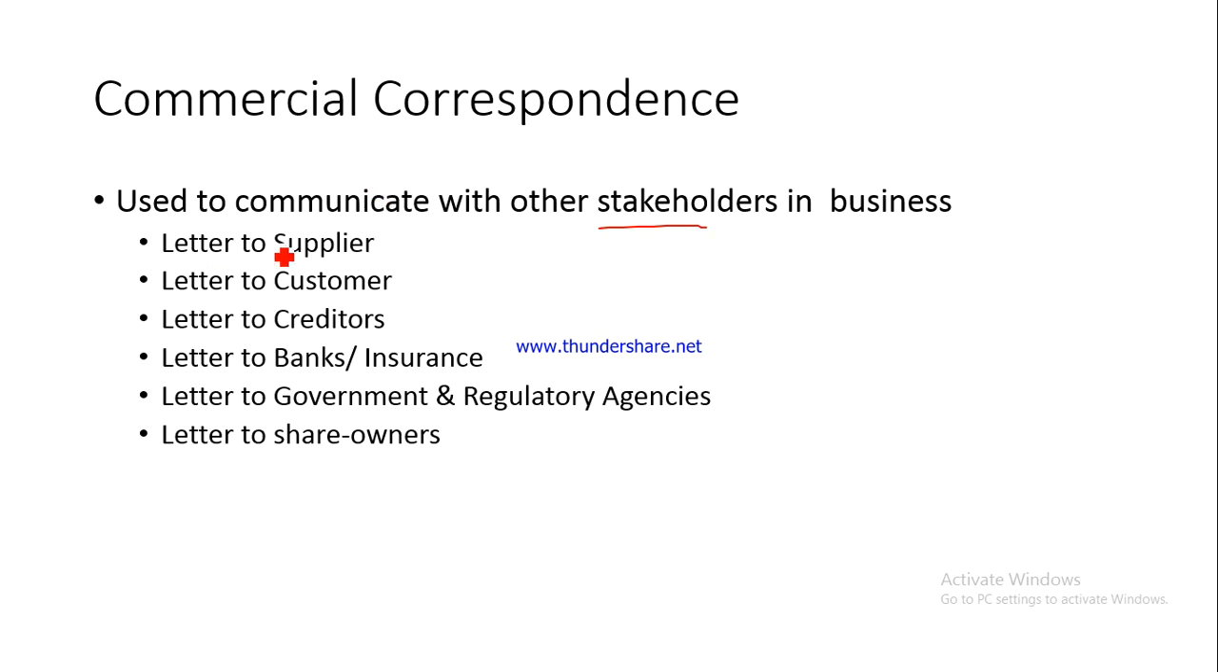Now let's have a look at some of the common types of commercial correspondences. If you're writing a letter to your supplier, now who is a supplier? Supplier is somebody who is supplying you a raw material, right? So for example, if you own a shop and you prepare sweets, then the person who is selling you milk could be your supplier. So somebody who is selling you raw materials which you process and then maybe produce some other products or maybe sell it after processing to some other business or to some customers. So this is what a supplier is. He will be providing you some raw materials, right?